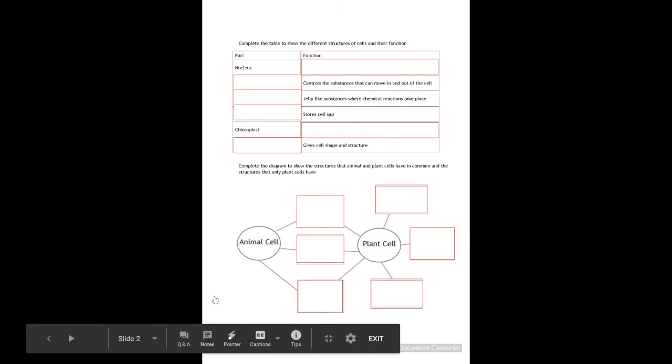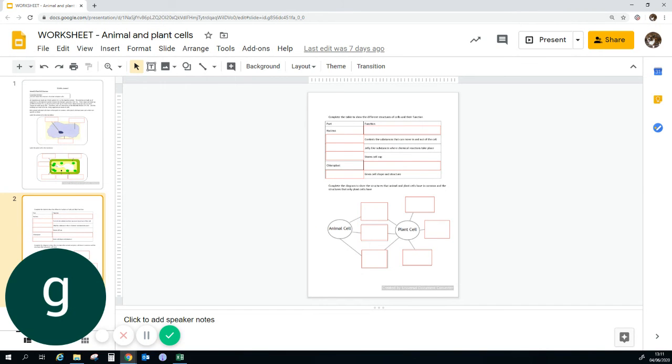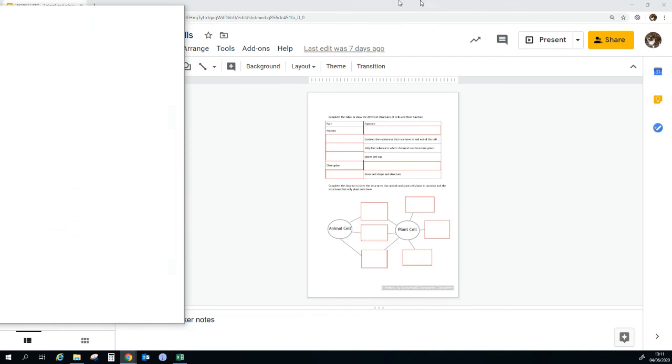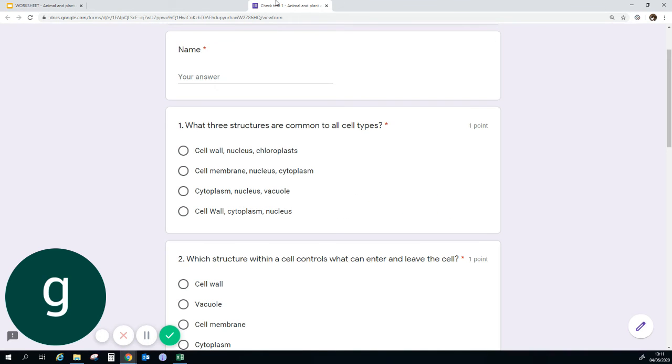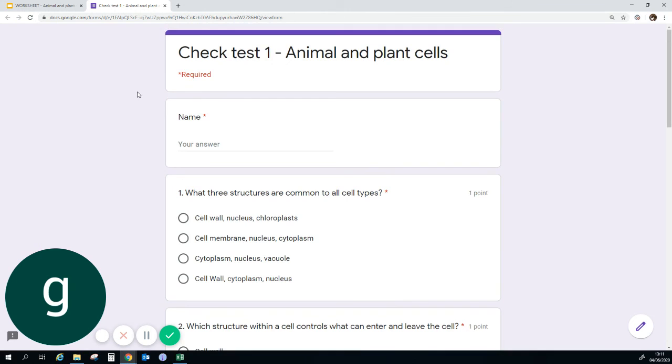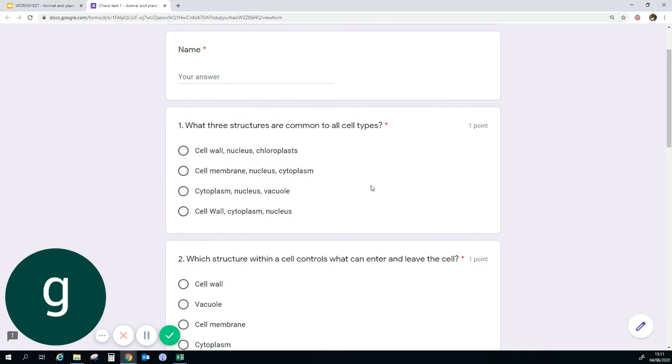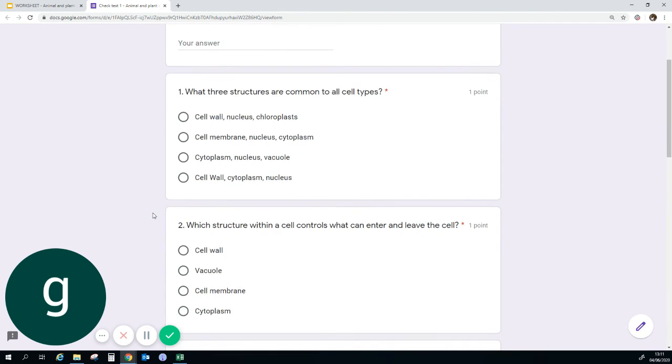So that's this one. I'm just going to quickly, while we're here, put the check test in. This is a check test that you should have done this week. So, 3 things that are in all cell types. All cells have a cell membrane, a nucleus, and a cytoplasm, because that's in both animal and plant cells. And when we look at fungi and bacteria, for the most part, they have these things as well.